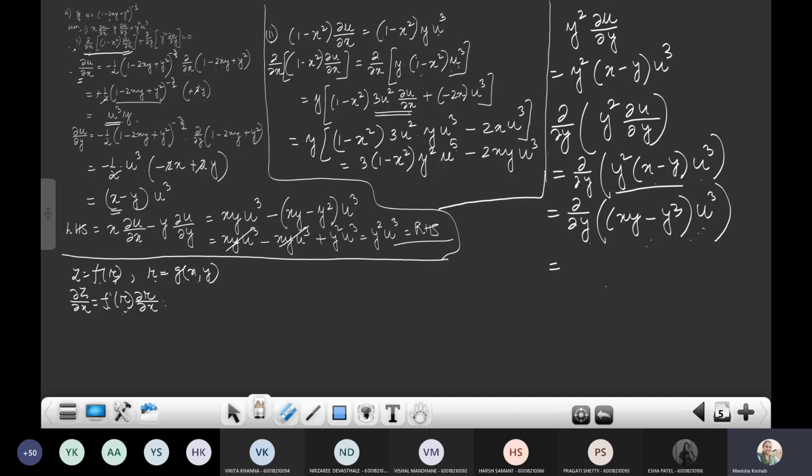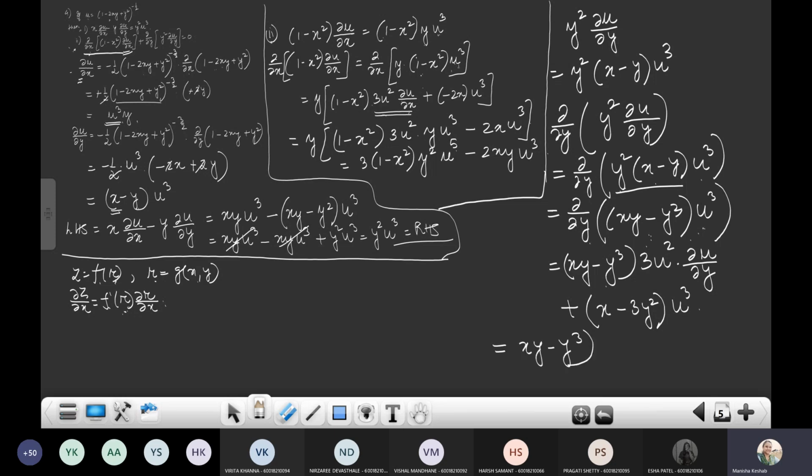So now let us find out. Xy minus y cube into 3u square into del u del y, plus differentiate this with respect to y, so x minus 3y square into, now substitute del u del y. So we will get xy minus y cube into 3u square, now del u del y is x minus y u cube, and here we will be getting plus x u cube minus 3y square.